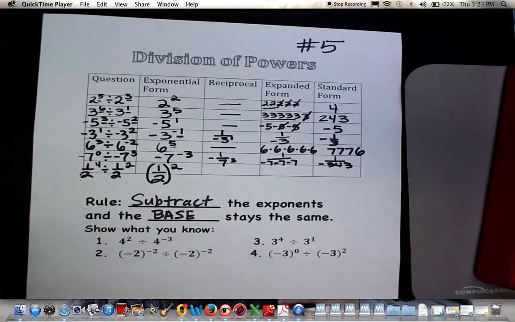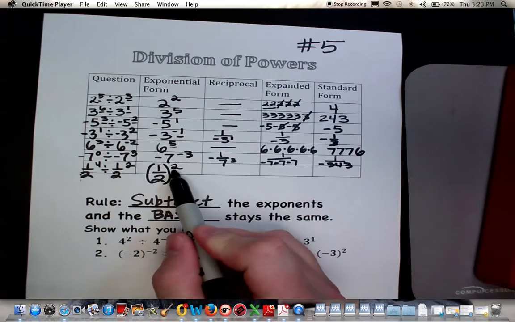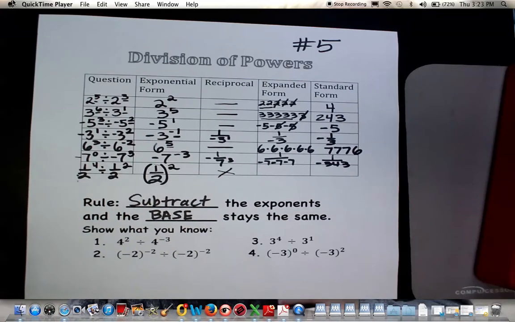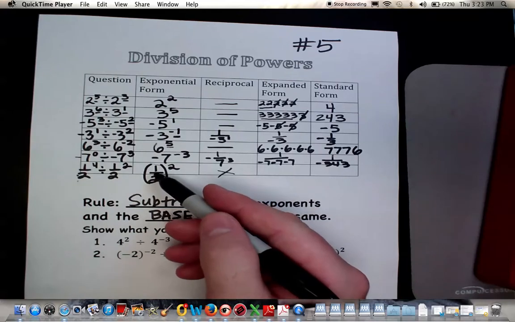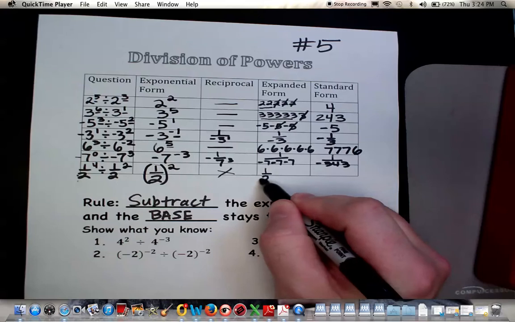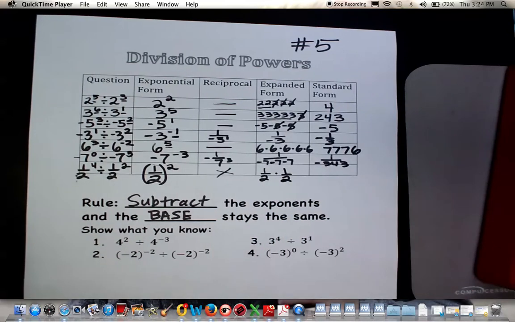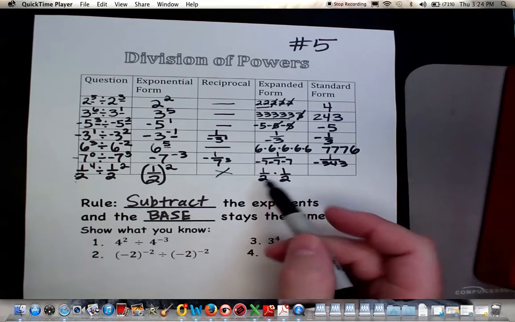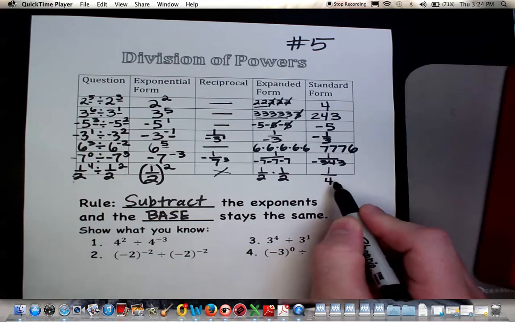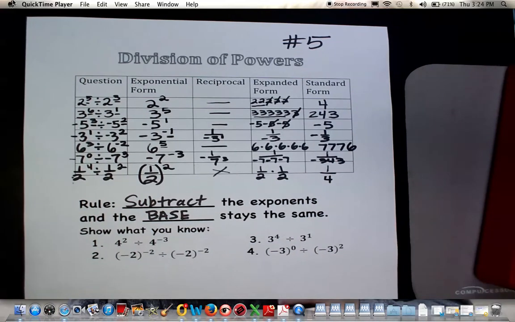Do I need to take a reciprocal of this? I check my exponent to make sure that it's positive. So I don't need to. No reciprocal. Now I just need to expand it. Well, how do I expand 1/2 to the second power? I know I've got 2 of them, so I'm going to put 1/2 times 1/2. Then I can just find what that is. 1 times 1 is 1. 2 times 2 is 4. And there's my answer. Okay? So that's my answer that I have there.